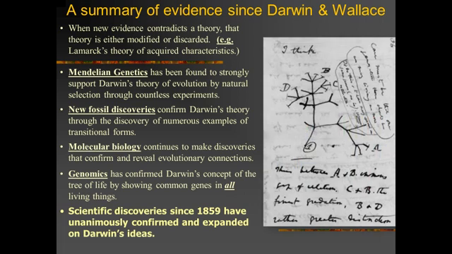In short, new scientific discoveries have been unanimous in confirming and expanding on Darwin's ideas, first published in 1859. It's the mark of a strong theory when it can withstand harsh criticisms and new unforeseen technologies but remain useful.